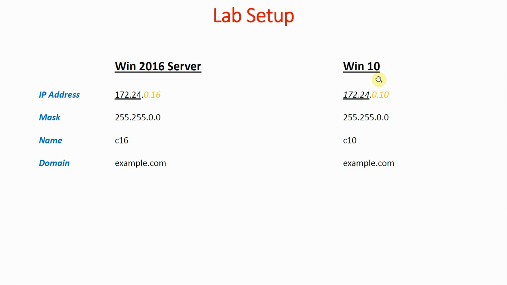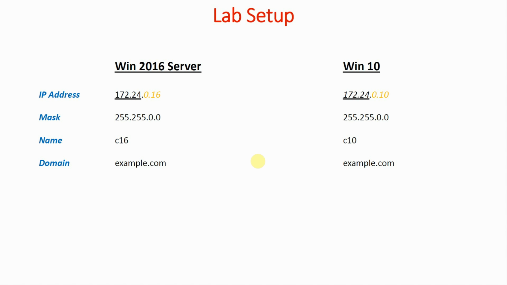And then on Windows 10 system, we will be giving the address 172.24.0.10. Mask will be 255.255.0.0. Computer name will be C10, and then your domain name will be example.com. That means we need to make 4 changes. We will see how to.